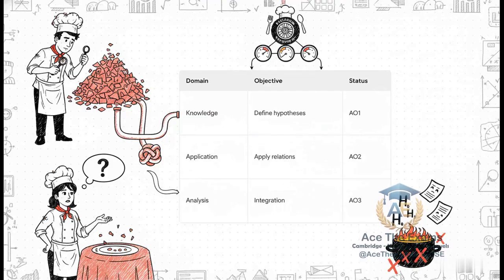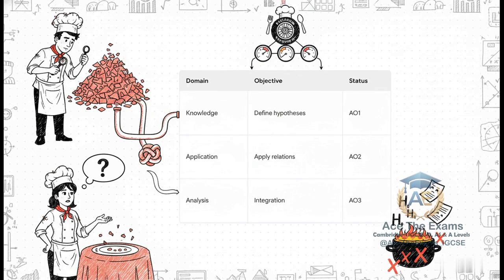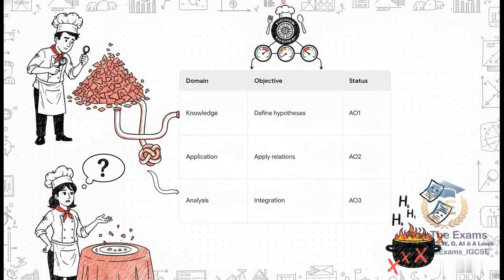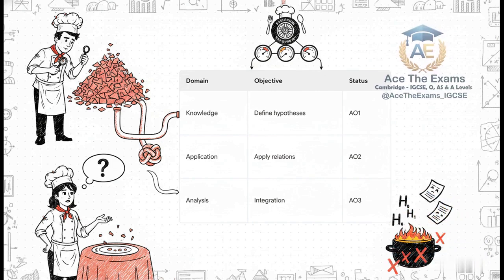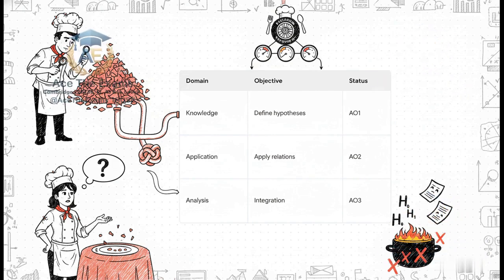Now take a look at this matrix. This acts as our live Michelin dashboard for today. It dynamically tracks the 3 assessment objectives, or AOs, that examiners are meticulously monitoring when they dissect your text. AO1 is your knowledge and understanding. Simply put, can you define the hypotheses precisely? AO2 is application. Can you apply causal relationships and significance levels accurately to the data? And AO3 is analysis. Can you integrate this logically across the rest of the syllabus?